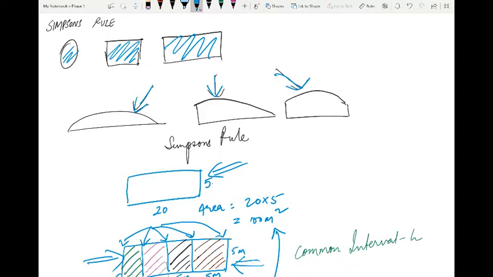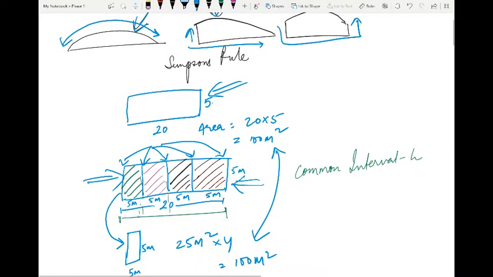So in Simpson's rule, one thing to note is one side should be curved. Two sides cannot be curved. Two sides can be lines here, or three sides can be lines, but only one side can be a curve. Two sides cannot be a curve.